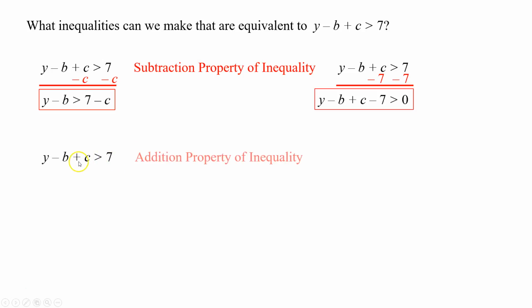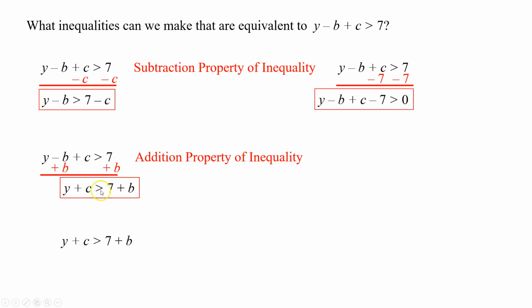We could also use the addition property of inequality. We could add b to both sides, and that would cancel on the left, so we'd have y plus c is greater than 7 plus b. So far, all of these are equivalent inequalities because we've been using the subtraction property and addition property of inequality.